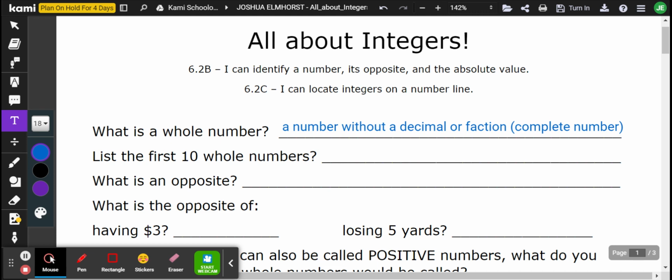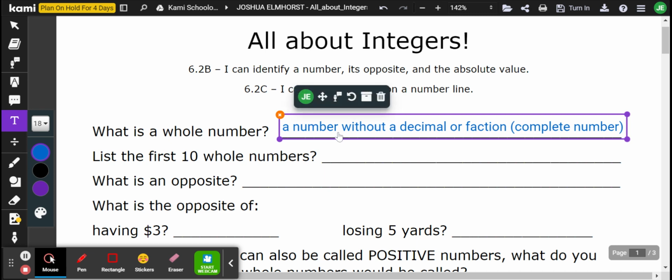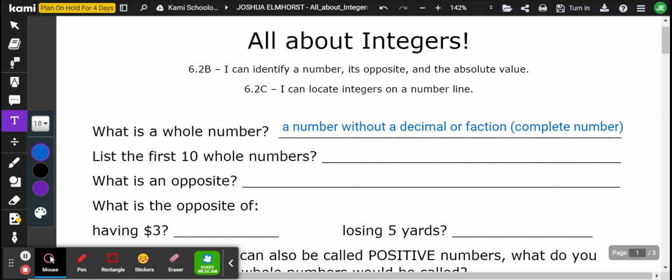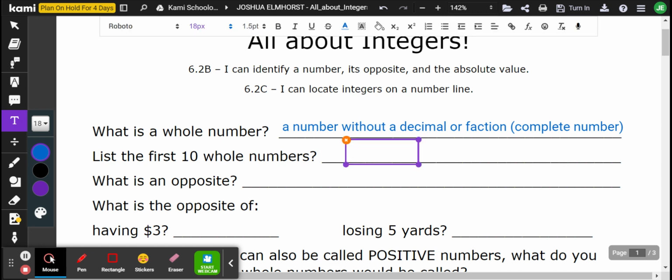This is Mr. Elmhorst. I'm going to go through the all about integers homework assignment. And we're going to start off with what is a whole number? So a whole number is just any number that is without a decimal or a fraction attached to it. So this should be real quick. List the first whole numbers.